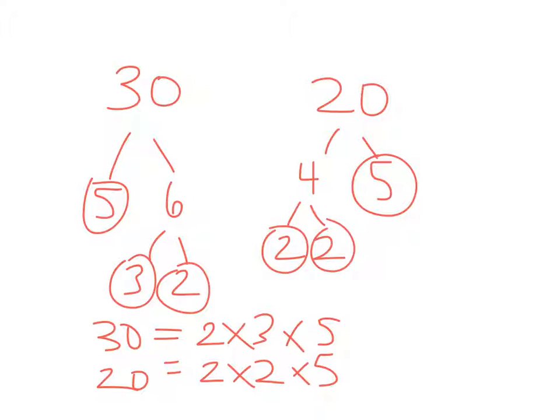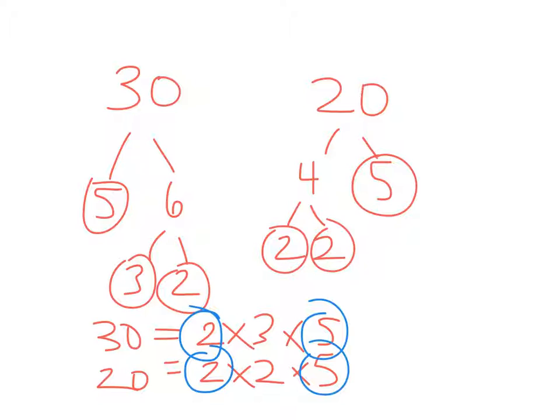So if you look here, I've taken 30 and 20 and prime factorized them. And if I wanted to find the greatest common factor, what I would do is see their shared factors, which in this case would be 2 and 5. So the greatest common factor of 20 and 30 is 10, because 10 divides into both 20 and 30. But here I'm looking for the least common multiple. So I'm looking for the smallest number both 20 and 30 go into.